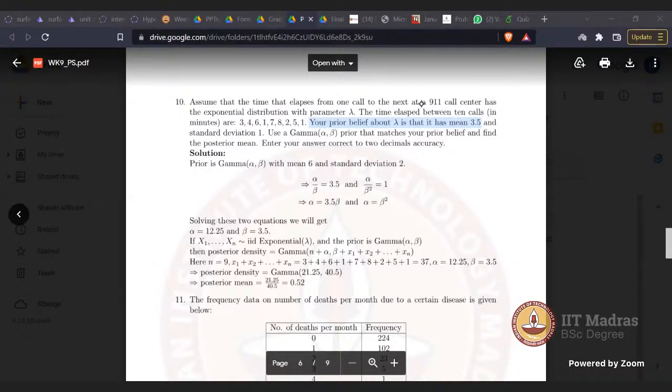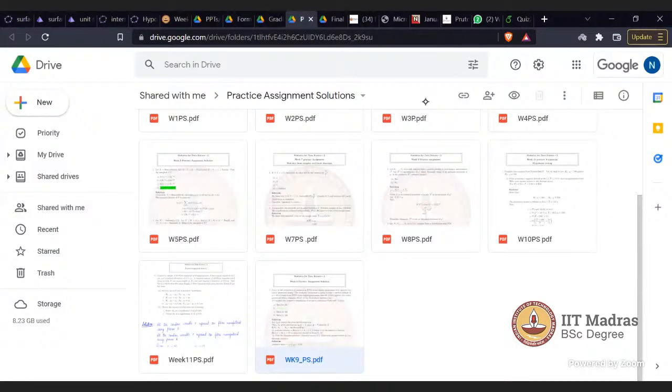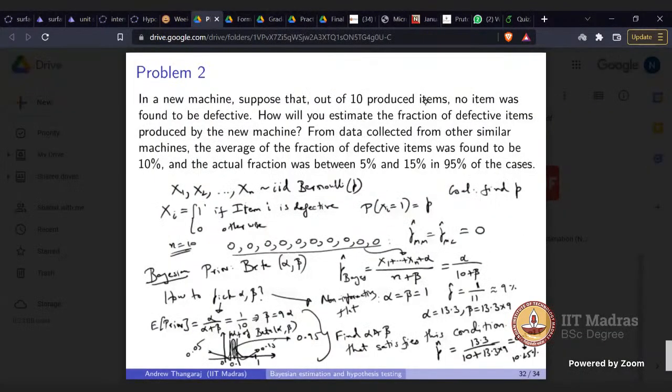So Nikita, in problem 2 that you were trying to solve, my question was, you are saying that the prior is beta. If I just look at the problem statement, it nowhere says what the prior is.